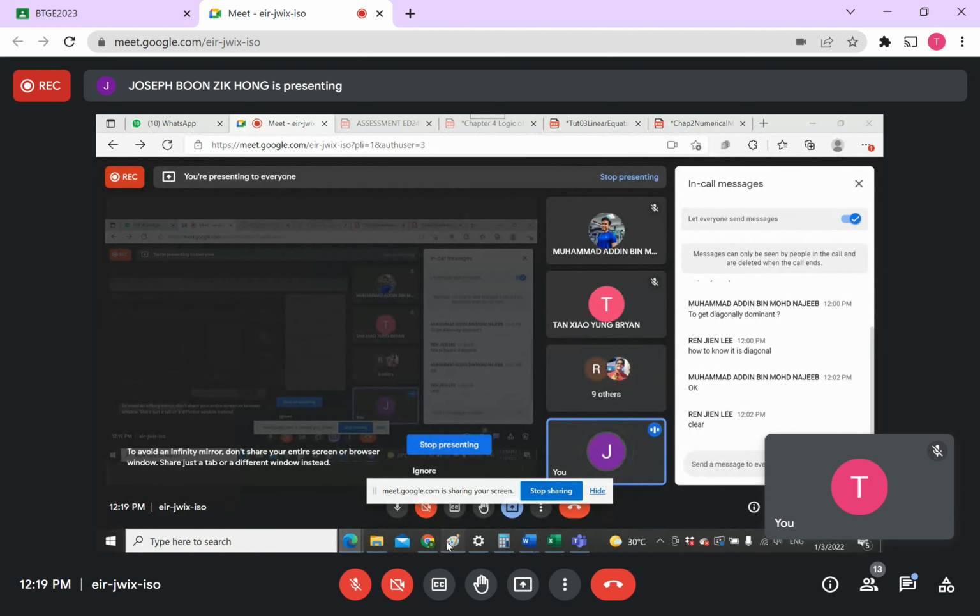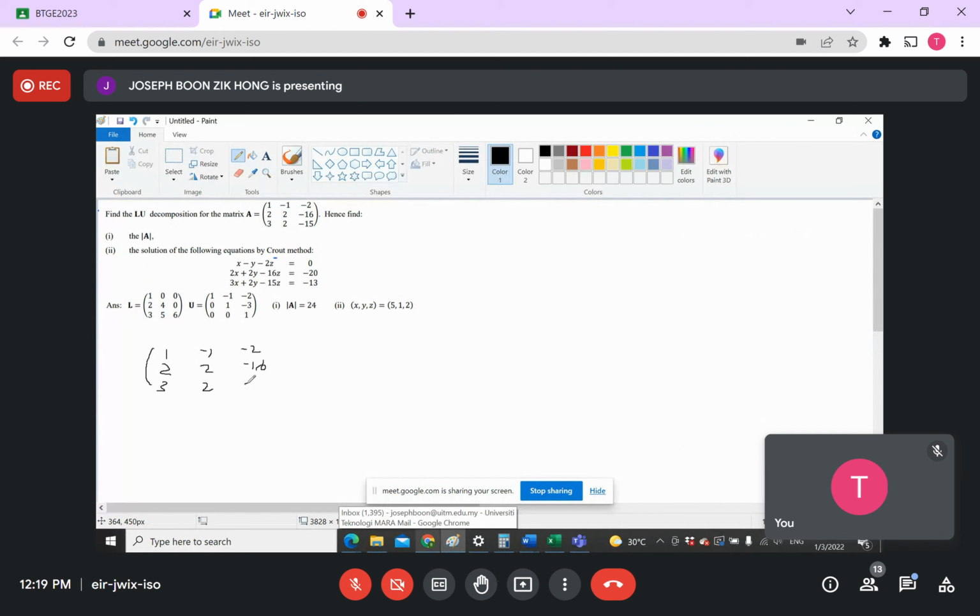Okay, so I'll continue. So -16, -15. This one is equal to L times U. So L times U, I have L11, L21, L31, 0, L22, and then L32, and then 0, 0, and L33, times your U. U will be 1, 0, 0, 1, 0, and then 1.